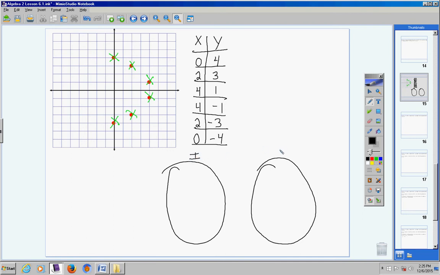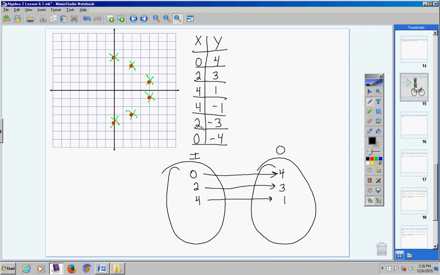Call this our input and our output. Okay, now 0, 4. So put a 0 here and a 4 here, and then draw your arrow. 2, 3. Put a 2 here and a 3 here, and draw your arrow. 4, 1. Put a 4 here. Draw your arrow and put a 1.